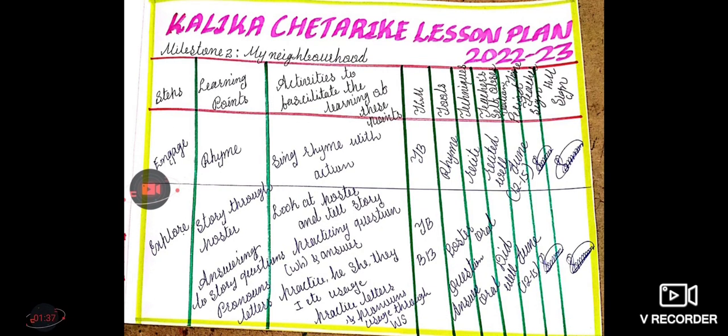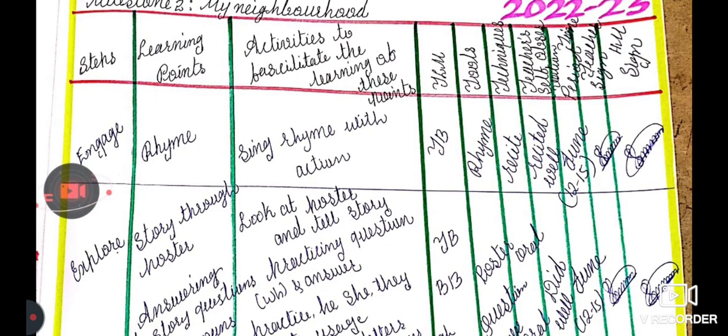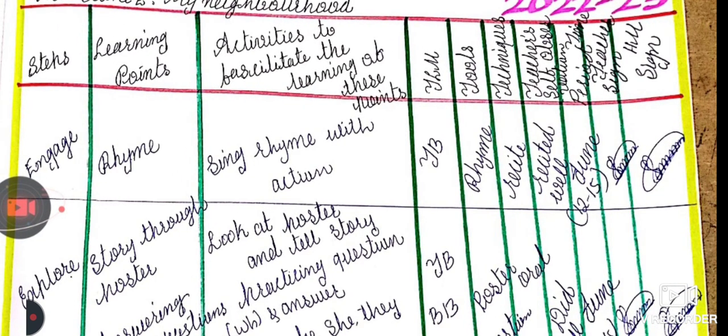Step number 1, engage. In engage, learning point is rhyme, and related to this rhyme, activity to facilitate the learning of this point is sing rhyme with action. Here TLM is TB, that is textbook. Tool we use here is rhyme and technique, reciting. Teacher self observation is recited well, and this milestone we complete in June month. It takes 12 to 15 days, and teacher sign, then HM sign.